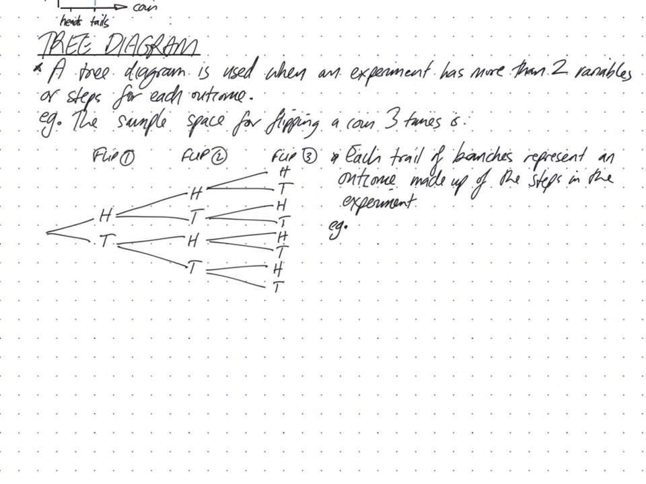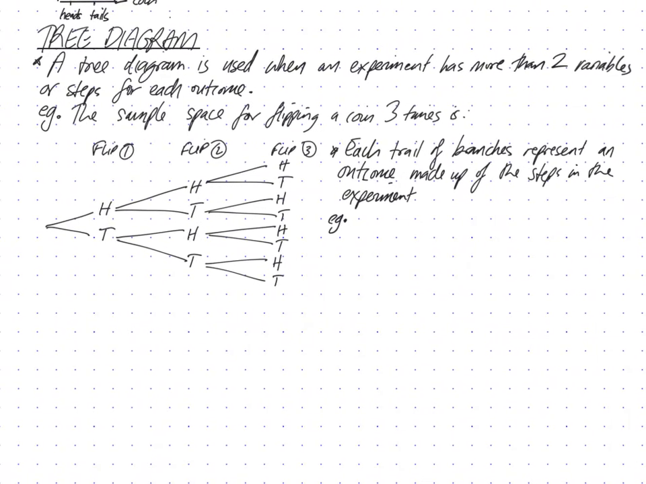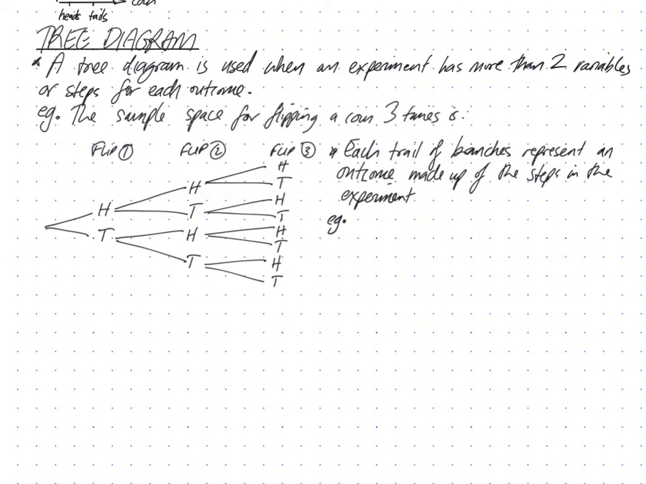And then lastly, the other way that we're going to display sample space is a tree diagram. And you're probably going to work with these the most later. A tree diagram is used when an experiment has more than two variables or steps for each outcome. So you can use it for two variable stuff as well. So it's just going to work for the most different things. It just takes a lot of space to draw.